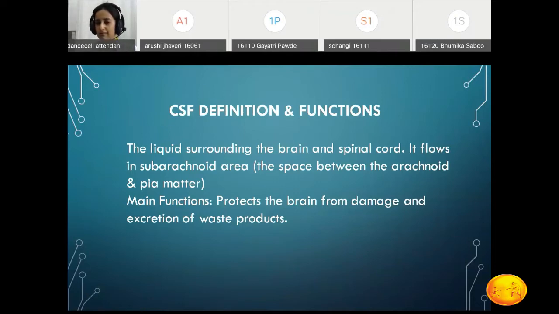The main functions of CSF are nutrition, to provide buoyancy to the brain, to protect the brain from mechanical trauma, to maintain the structure of the brain, and excretion of waste products.